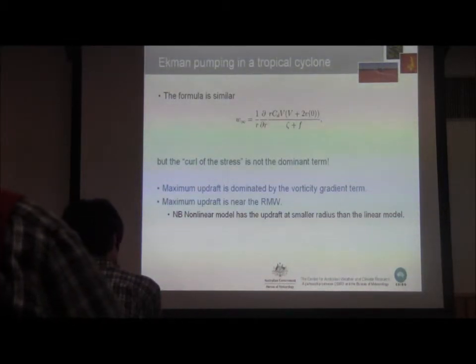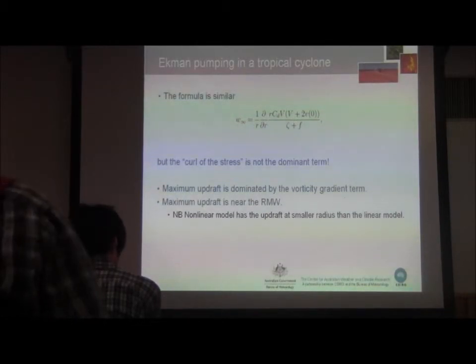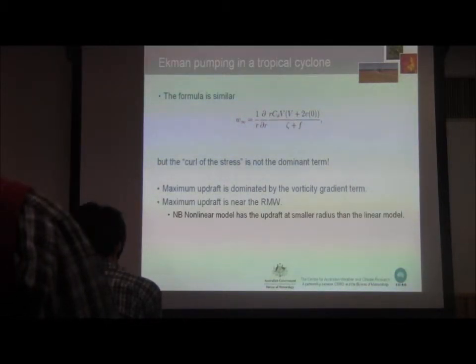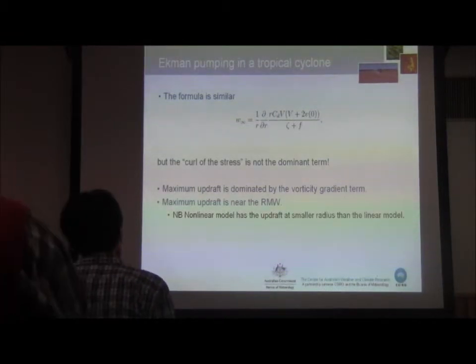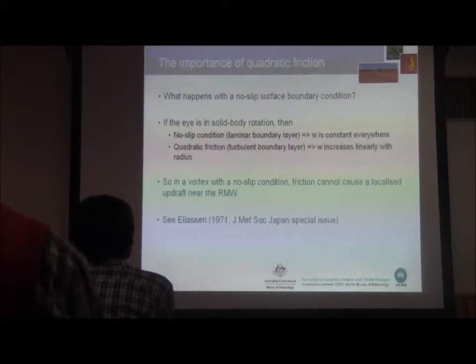In the linear model, the strongest updraft actually occurs slightly outside of the radius of maximum winds, and in the non-linear model it's slightly inside, which is an important difference.